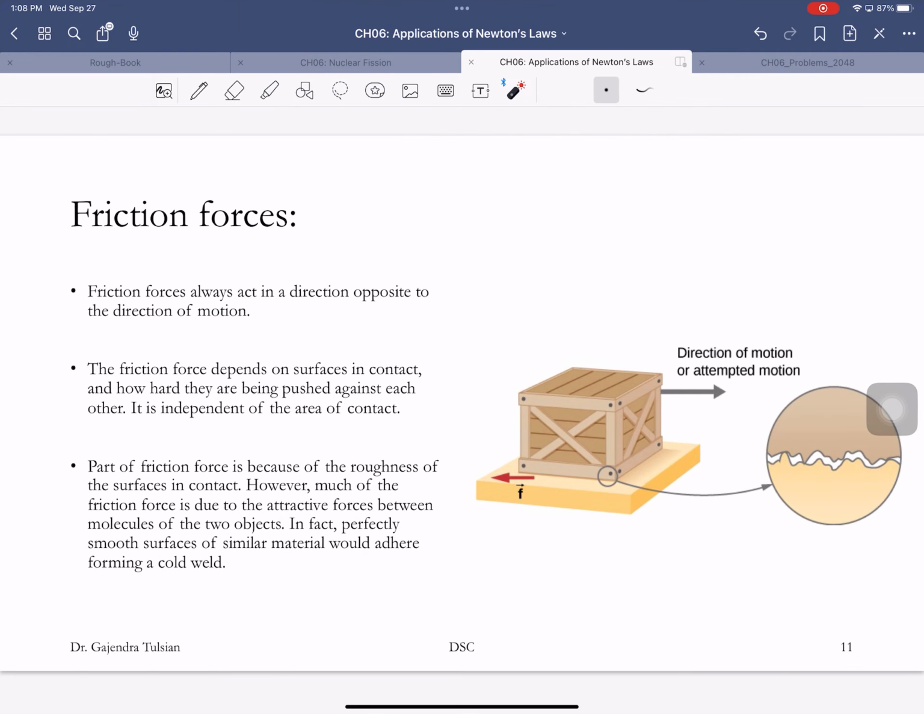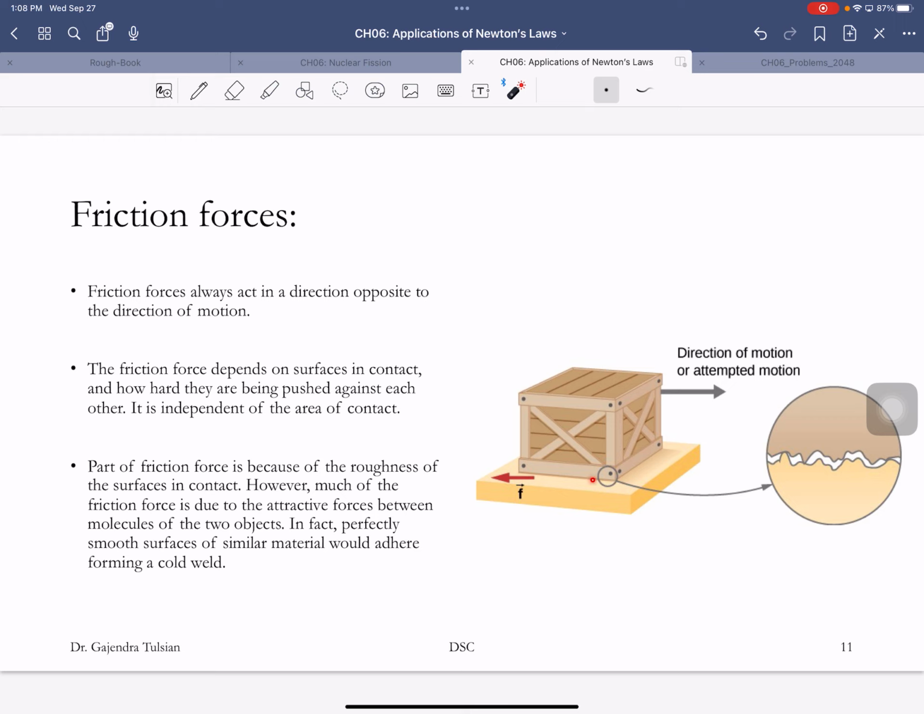Okay, so let's look at friction. The term friction again is used when two solid objects rub against each other. If an object is moving in a fluid, then that's called a drag force. What direction does the friction force act? Always opposite to the direction of motion.